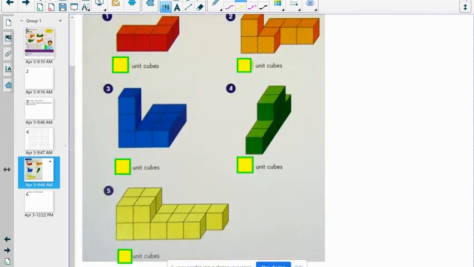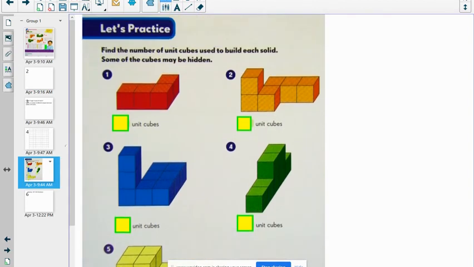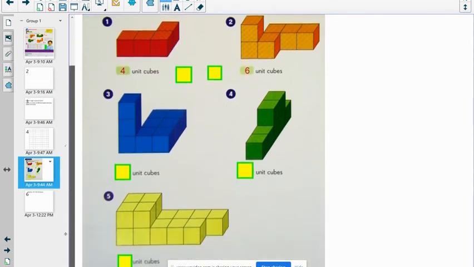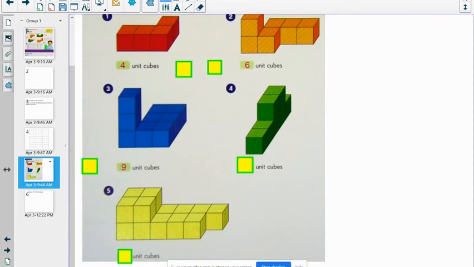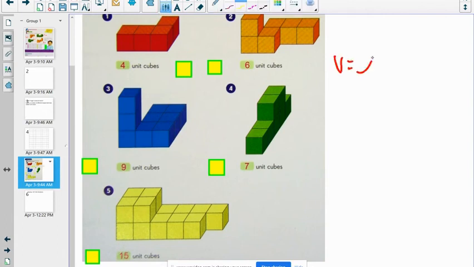Okay, you should have had time to try these. Here's your big reveal on your answers for this Monday morning. So number 1 was 4, number 2 was 6, number 3 was 9, number 4 was 7, and number 5, it's giving me some trouble, it's 15. And this fifth one might be a little tricky because these aren't your typical figures where you can just do volume equals length times width times height.